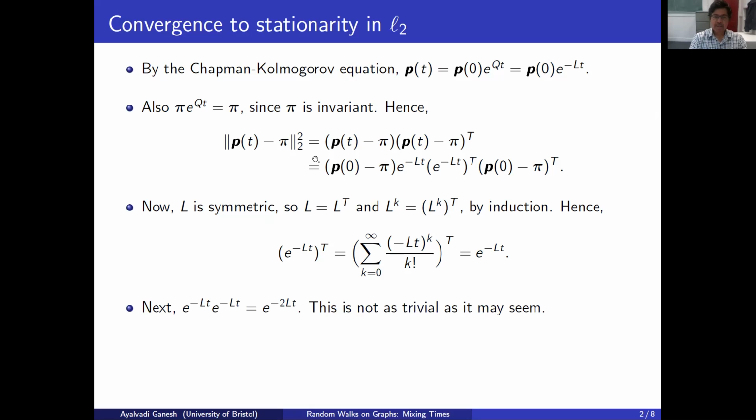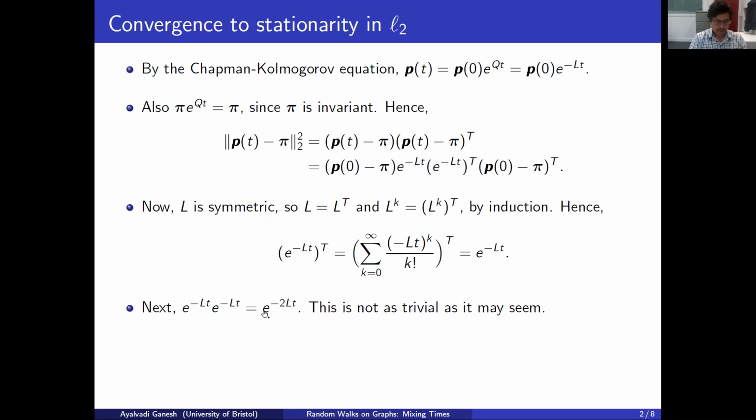Okay, so the next thing, going back to the expression for the squared norm of pt minus pi, we have here e to the minus Lt times e to the minus Lt transpose. We saw this is the same as e to the minus Lt. So we want to compute the product of these two matrices, and I claim that this is the same as e to the minus 2Lt.